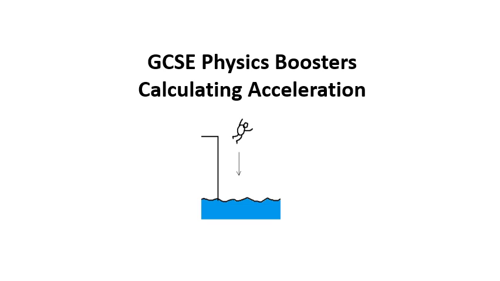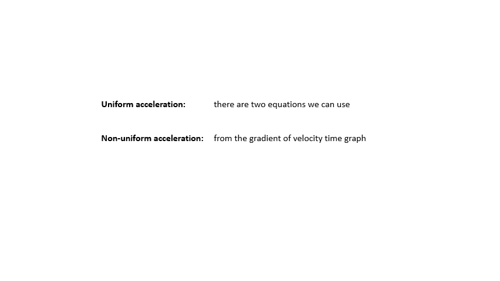GCSE Physics boosters, calculating acceleration. This guy's just jumped off a cliff. He's accelerating downwards. Now, be careful here. There's uniform acceleration and there's non-uniform.